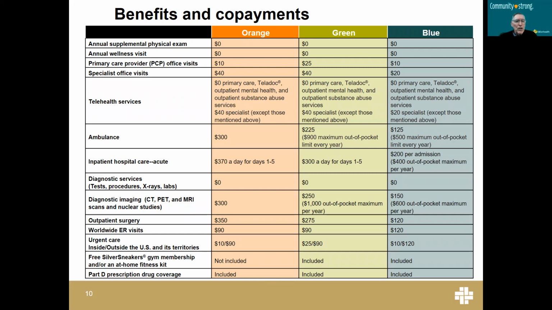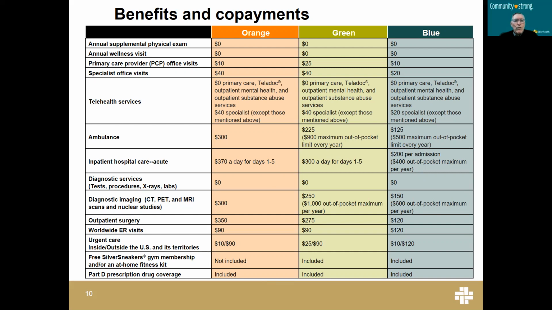Next, we see diagnostic services. All of our plans provide no charge for the lab and x-rays that you may be required or need to have. Next, diagnostic imaging. These are the CAT scans, MRIs, the PET studies, and other nuclear studies have a $300 copayment requirement. The outpatient surgery is $350. The best example of that might be something like cataract surgery.